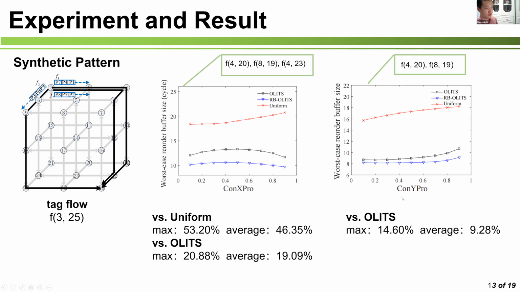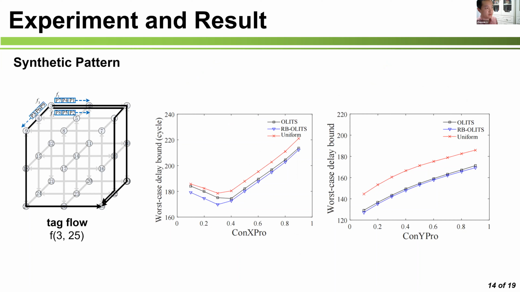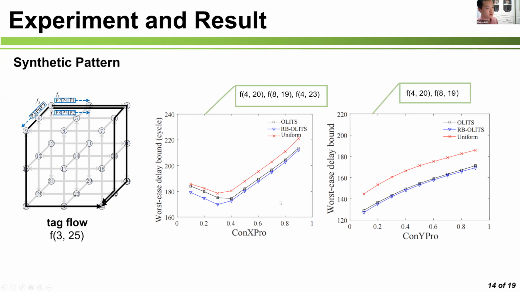While reducing the worst case reorder buffer size, we worried that it might increase the worst case delay bound, which is not a good thing. We want to at least maintain the worst case delay bound. So we did the calculation of the worst case delay bound. The result shows that our method will not deteriorate the worst case delay bound, and it stays at the same level as the OLITS method, even with a little improvement.